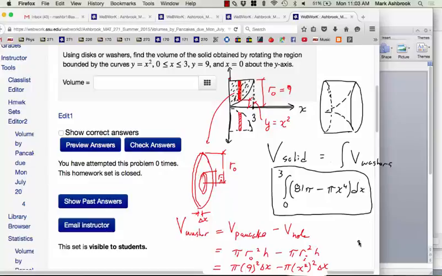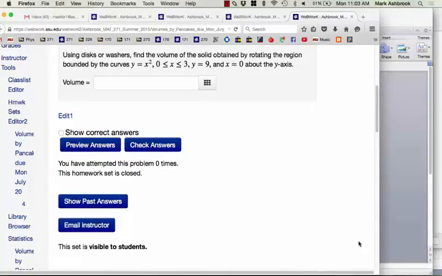Okay, you've got 5 minutes. Just set up an expression that calculates that volume between y equals x cubed and y equals x squared.